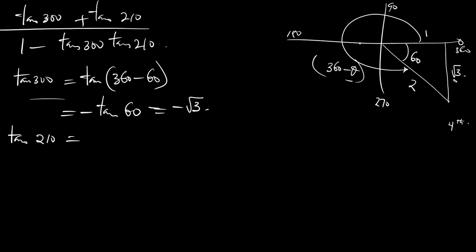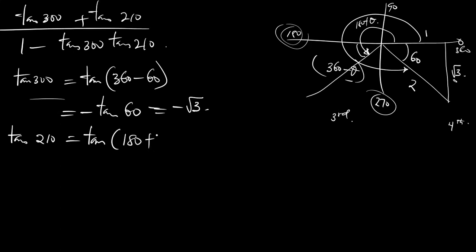So let's look at tan 210. 210 is more than 180 but less than 270. So it falls on the third quadrant. What will you add to 180 to give you 210? From here to here now is 180 plus theta. So what is this angle theta? What will you add to 180 to give you 210? You add 30. So you have tan of 180 plus 30.